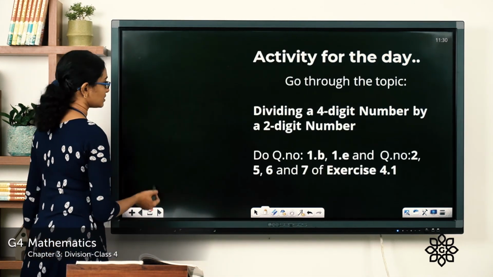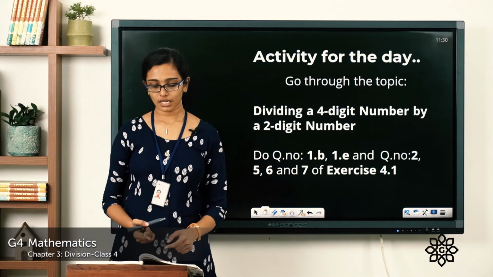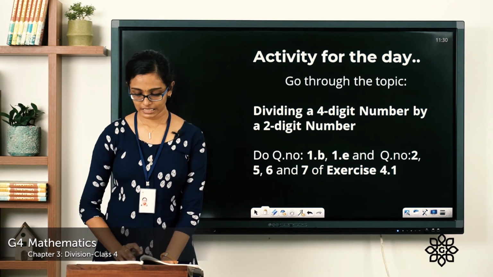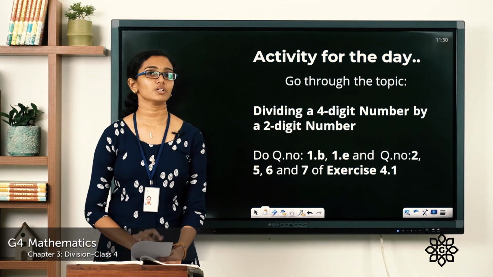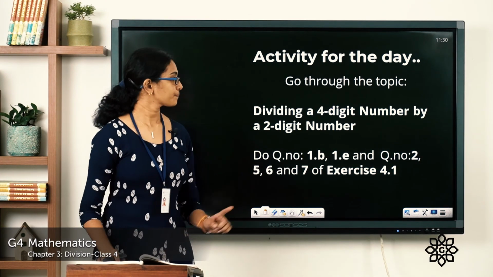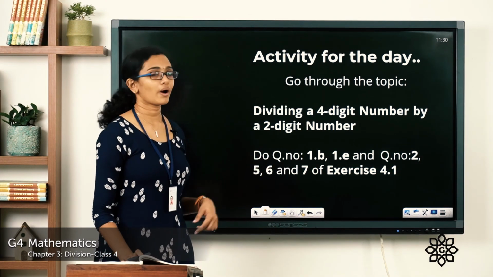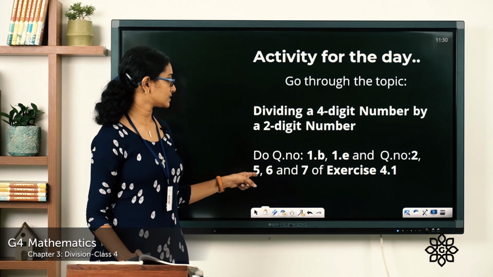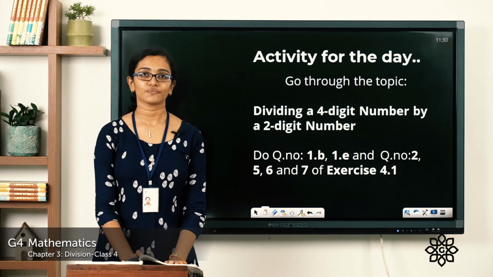I hope these examples are clear to you. You have to go through the topic dividing a 4-digit number by a 2-digit number in page number 55 of your textbook. Once you have done that, please move on to exercise 4.1. You have to complete the questions 1B, 1E and question number 2, 5, 6 and 7 of exercise 4.1.